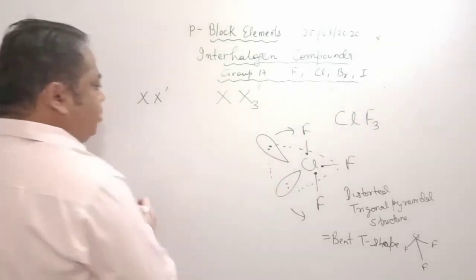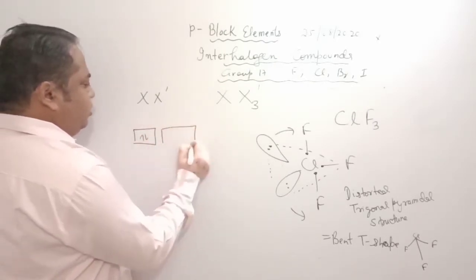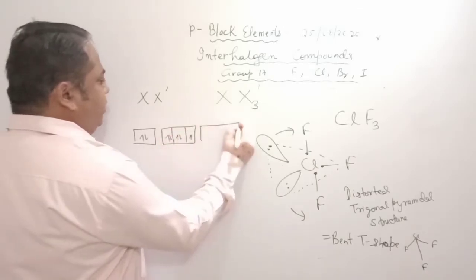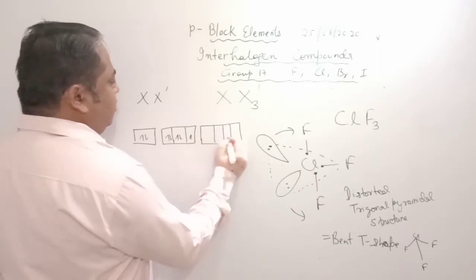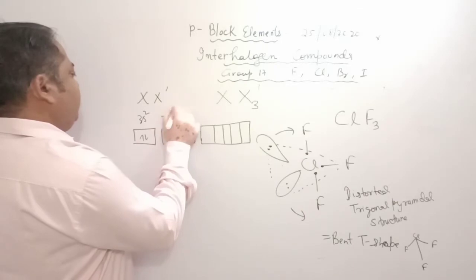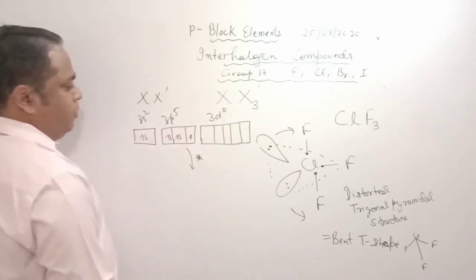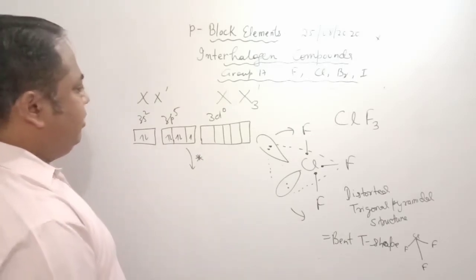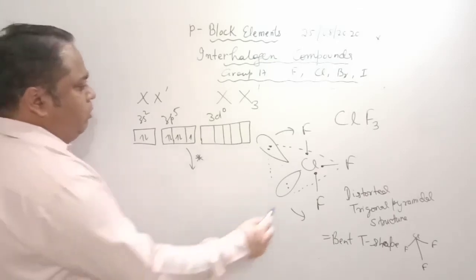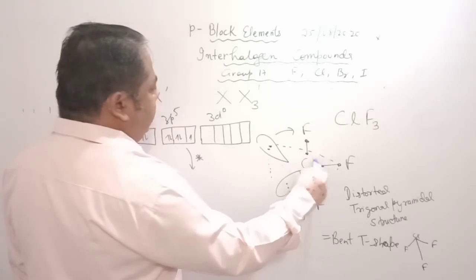Now using hybridization also we can see 3s2, 3p5, and 3d vacant. After hybridization or after exciting of the central atom, how many bonds are required to be formed? 1 bond, 2 bond and 3 bond. So 3 unpaired electrons should be there.